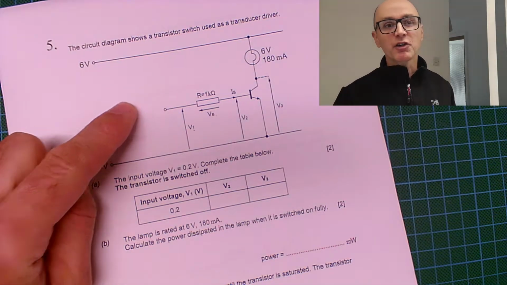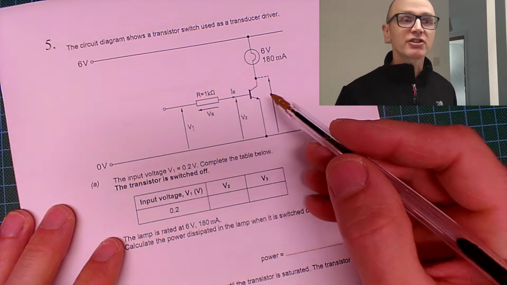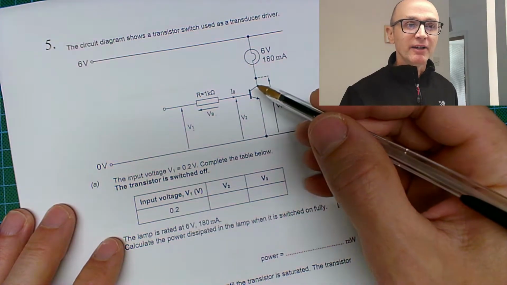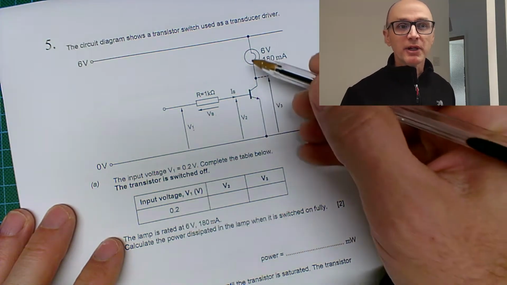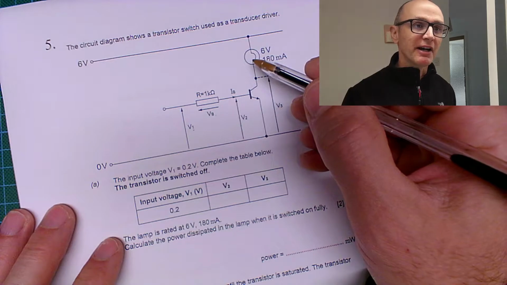This is the circuit that we're presented with. As you can see, we've got a transistor, and the transistor is working as a switch, turning the lamp on and off.